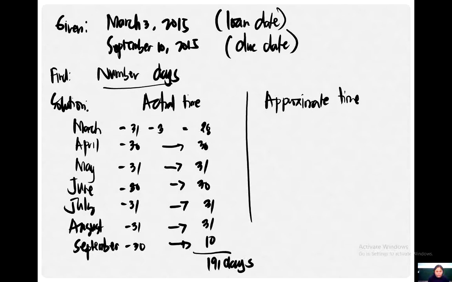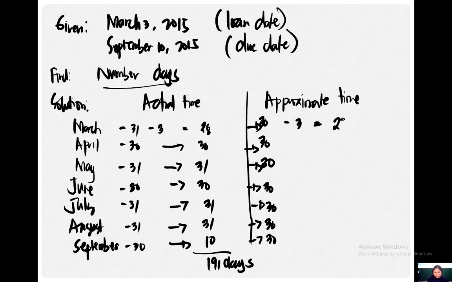If we are going to use the approximate time, we just have to write 30, 30, 30, 30. Let's check. We have March, April, May, June, July, August, September. So the loan date is 3. So subtract this again, and we have 27. Then the rest copy until August.